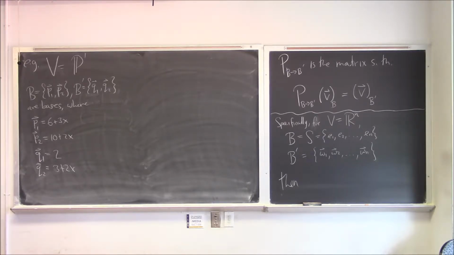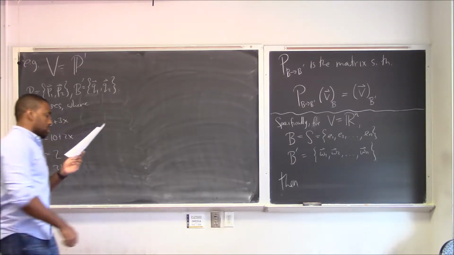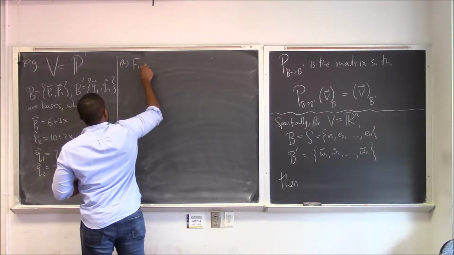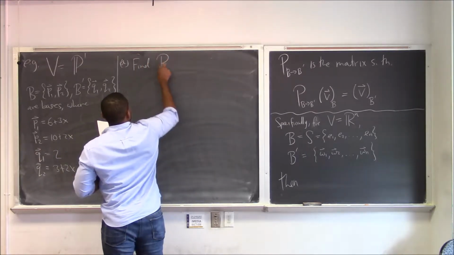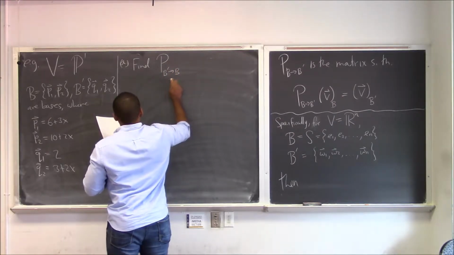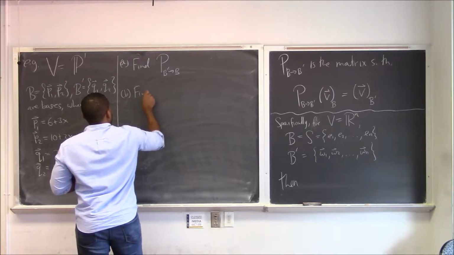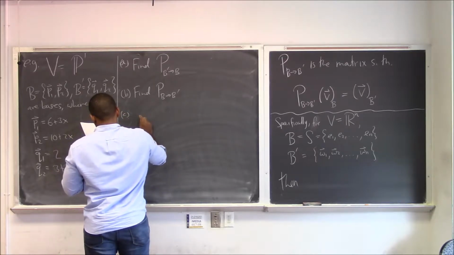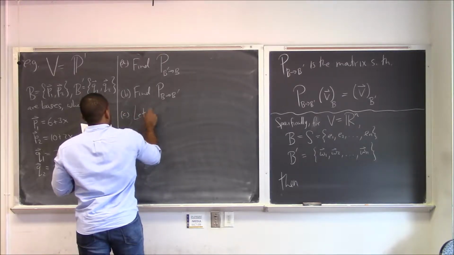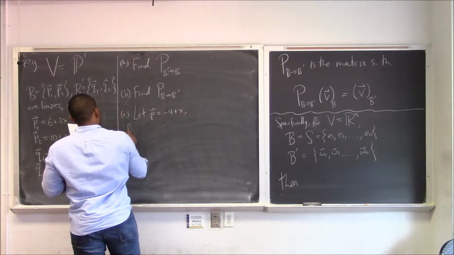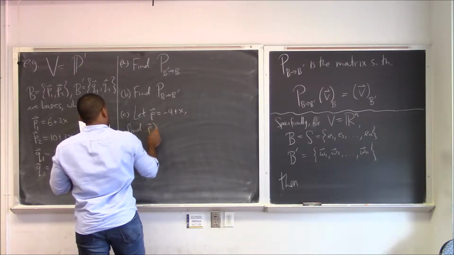So let us, okay, here are some things we're going to find. A. Find a transition matrix from B prime to B. B. Find a transition matrix from B to B prime. C. Let this polynomial be minus 4 plus x, and I want you to find its coordinates with respect to B.